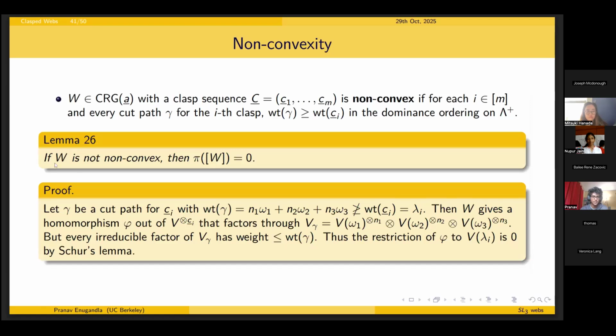So the dilemma now is, if W is not non-convex, I apologize for the double negative here, but non-convex is the word that Kuperberg uses, so we stuck with that. But the point is, if you're not non-convex, so partially convex, then you project to zero. So anything that has cut paths which have low weight projects to zero under my projection map. And the proof is just some Lie theory, which says that you can't factor a high weight representation through a lower weight representation.